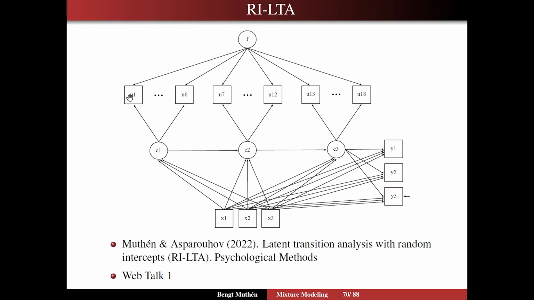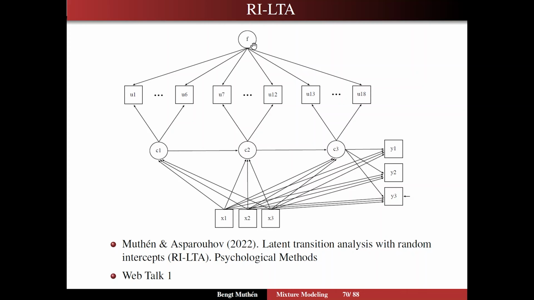The indicators at a certain time point have different loadings on the trait factor, and those loadings are held equal across time. So U1 loading is equal to U7 equal to U13, etc. This means that for each indicator, the correlation due to the trait is constant over time, which is the hallmark of a random intercept factor.